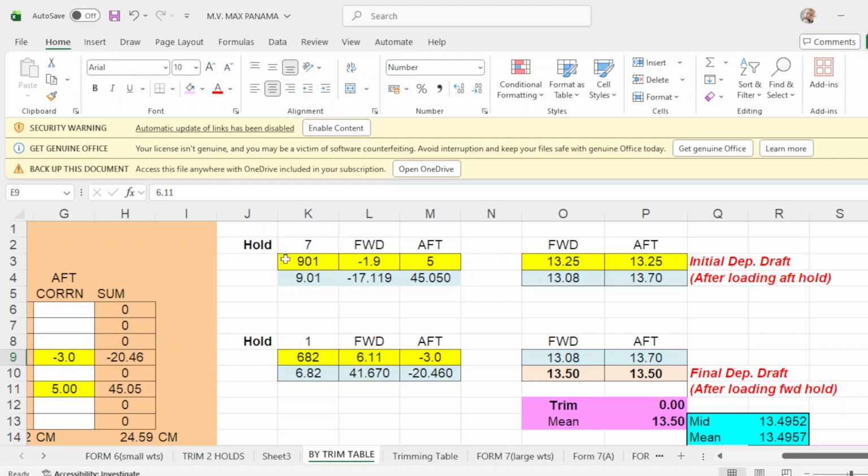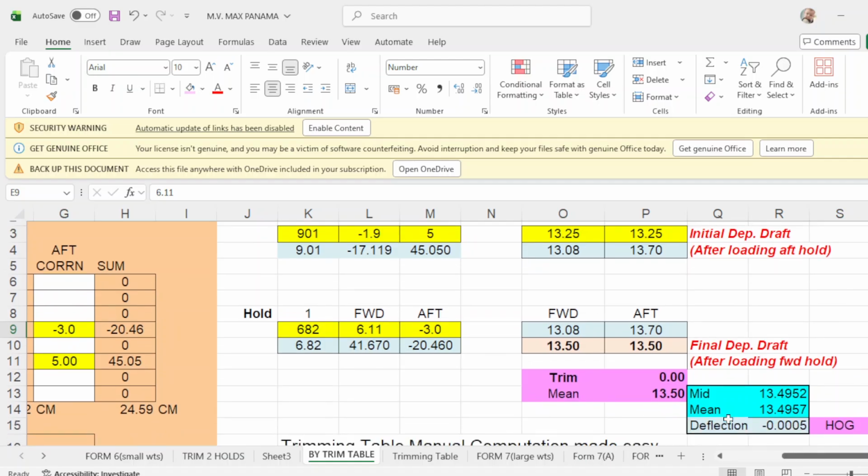Once you load number 7 of 901, after complete loading, then this will be your initial drop of 13.08 forward and up of 13.70. Carry this down, then you load number 1 of 682. Once completed loading 682, your forward drop will be 13.5, up drop will be 13.5, trim 0, and your mean is 13.5, and you have 0 deflection. Okay?